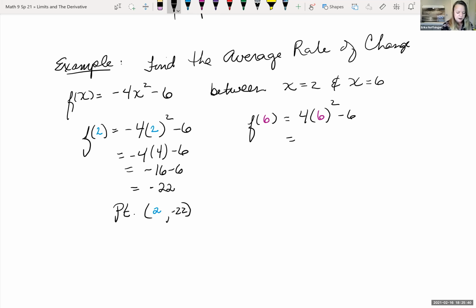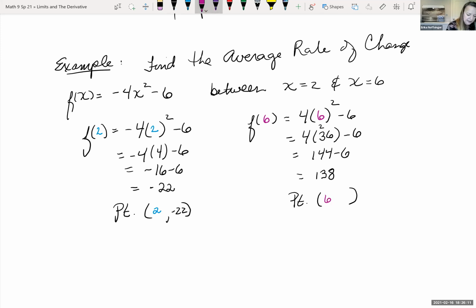So we have 4 times 6 squared. 6 squared is 36. 4 times 36 minus 6. 4 times 36, well, 4 times 6 is 24, I'm going to carry my 2. 4 times 3 is 12 plus 2, so 144. So 144 minus 6, which gives us 138. So we have a point, in this case, at 6, 138.